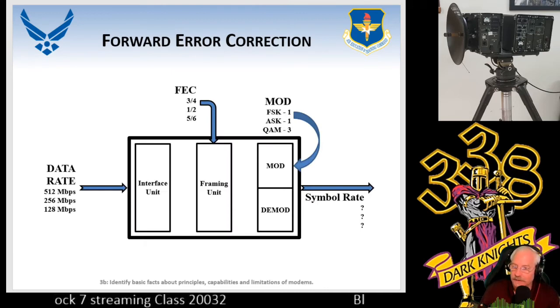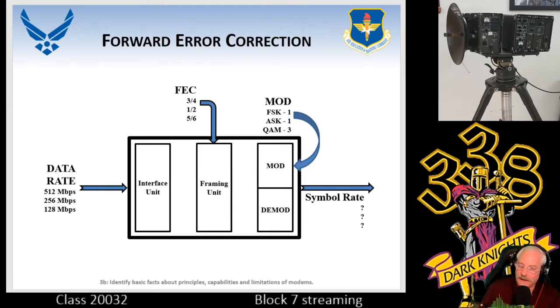Here is a picture that gives you an idea of how everything is being put together. You can see that we have the data rate, what's the multiplexer coming in with, then you know that you're going to be sending out forward error correction, and then the modulation type.